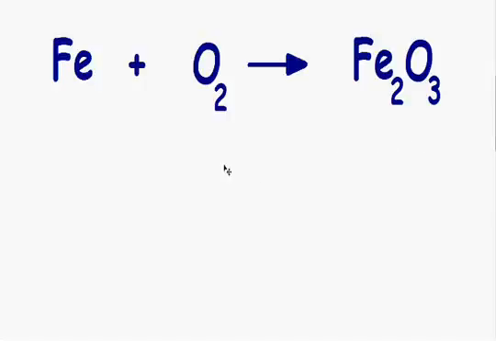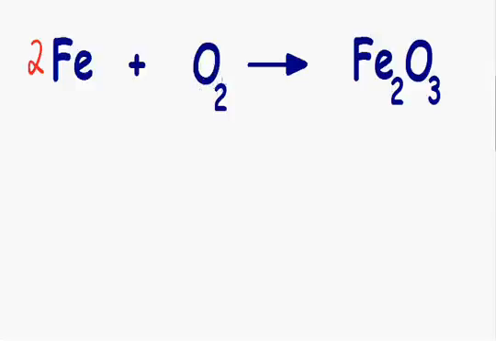So let's get started right away and start balancing this equation. So first, let's start with the iron. We need to have the same number of iron on the left-hand side as we do on the right-hand side. So notice on the left-hand side we have one atom of iron, and on the right-hand side we have two atoms of iron. So since we need to make them equal, I'm going to put two molecules of iron on the left-hand side. So now let's do the same thing for the oxygen.